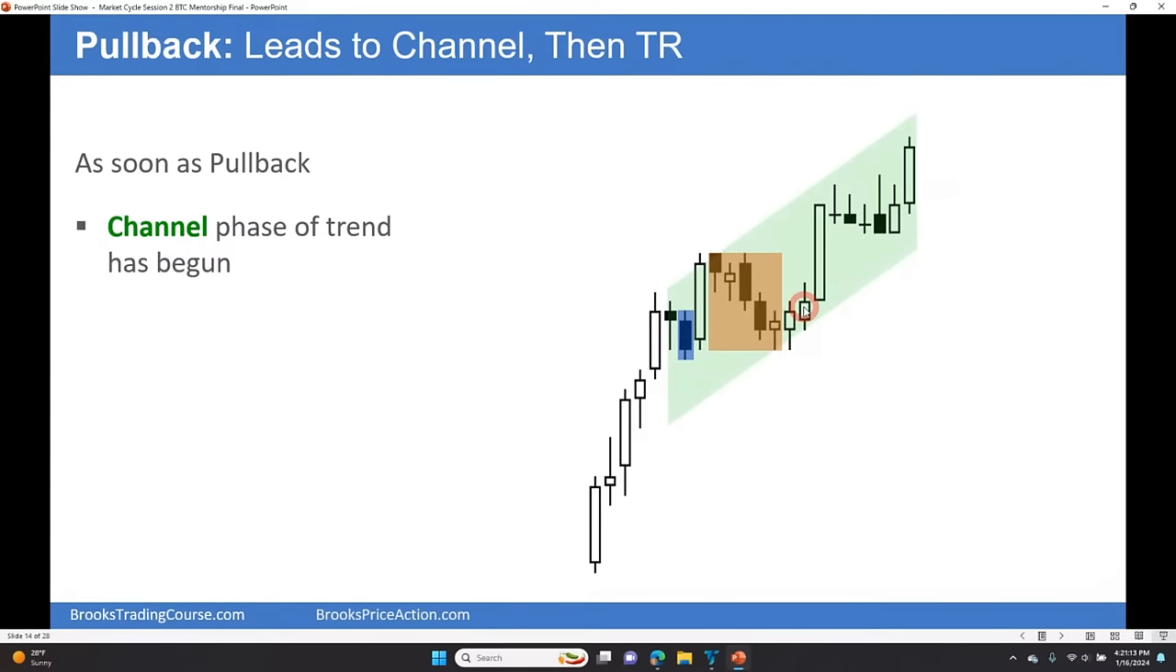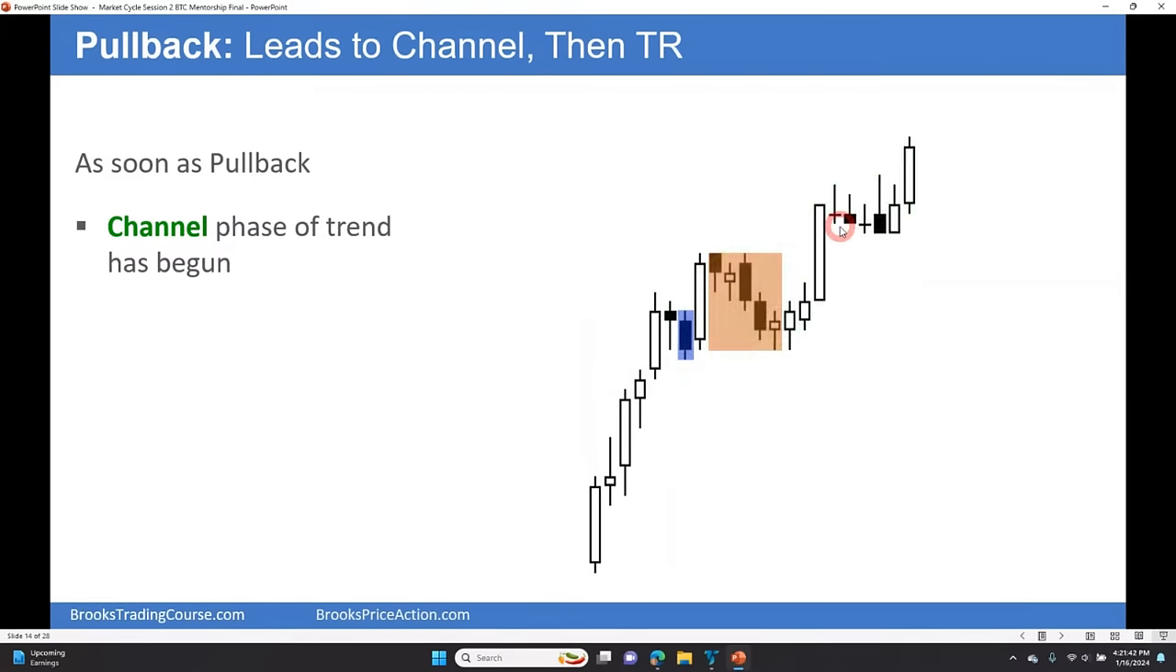I think of a channel as a transition point between a trend and a trading range. Again, because the markets are fractal, this small pullback rally here, I'll show some examples later on. What if this just continued up? This whole thing would be a breakout. But anyways, we had a breakout here. We have a channel here. We know what's coming up next, trading range.